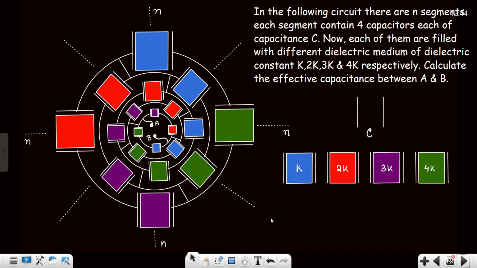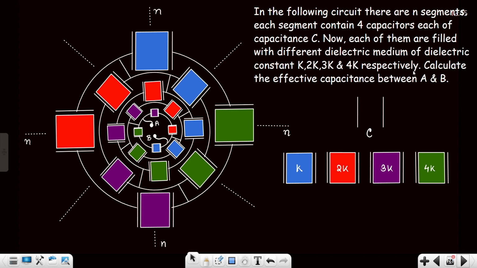So this is the statement of the problem. In the following circuit, there are n segments like this. This type of circular segments are there and all of them are connected like this. Each segment contains 4 capacitors of capacitance C. As you can see here, each segment contains 4 capacitors of capacitance C. Now each of them is filled with different dielectrics of dielectric constant K, 2K, 3K and 4K respectively.